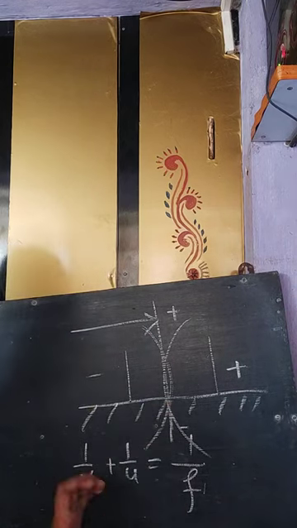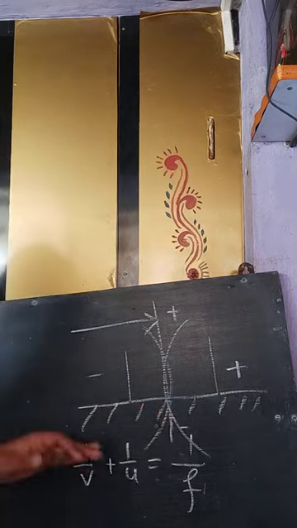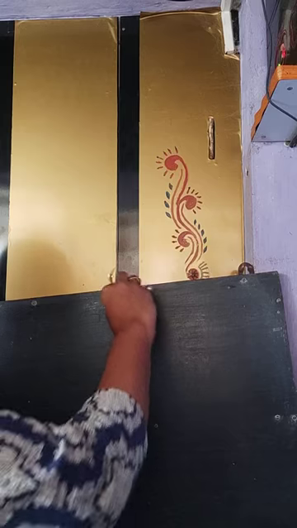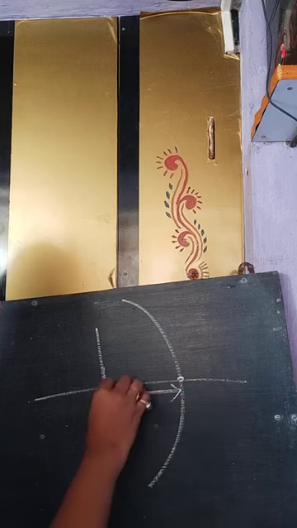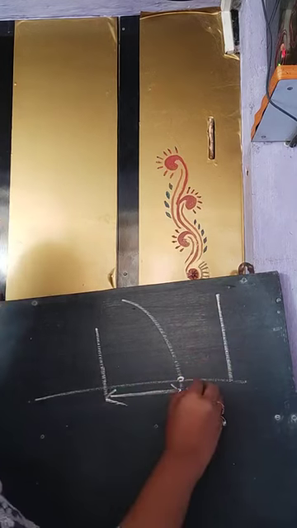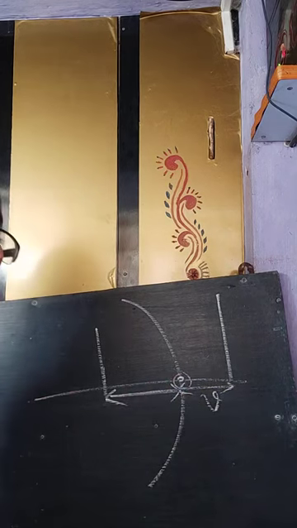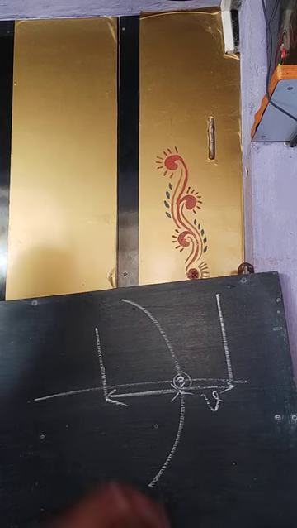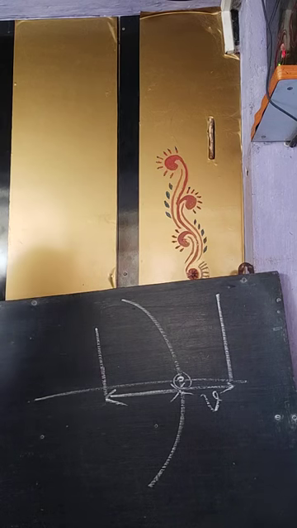Hopefully it is clear to all. Next thing is that all the distances which we measure for doing the numericals, we need to measure from the pole. So this is the pole. If the object is here, the distance u will be this. If the image is here, the v will be this. So all distances should be measured from the pole. And the distances measured in the direction of the incident ray are taken as positive, while those in the direction opposite to the incident ray are taken as negative.